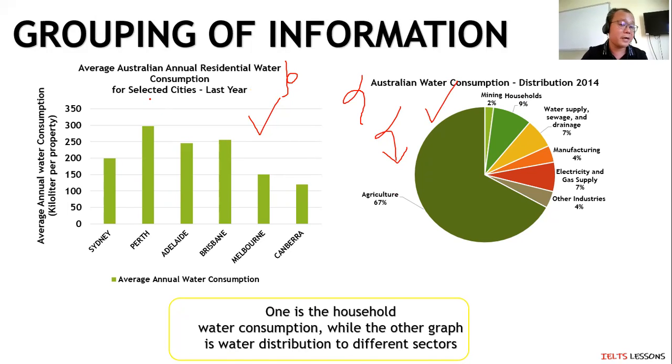But if they have the same category, for example, a bar graph and pie chart both about population, yes, population only, then probably we can combine them. We can combine the grouping of information. But here, since they are totally different, because this one only focuses on households, but this one is focused on a lot more, that is why we put this in body paragraph 1 and the pie chart in body paragraph 2.